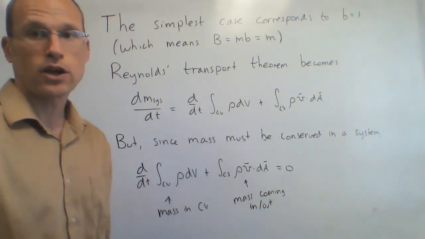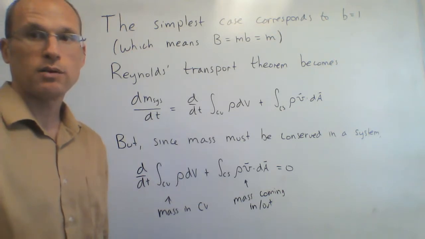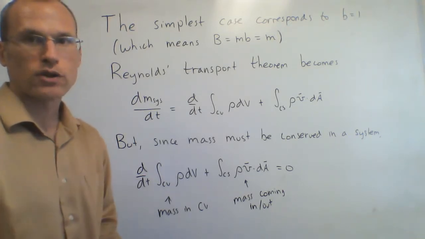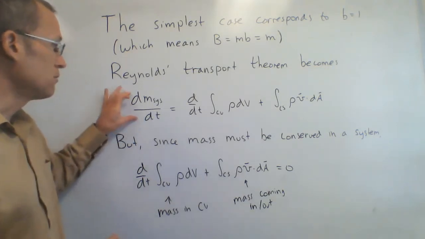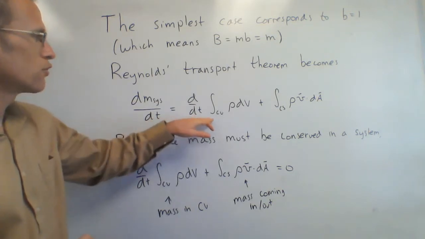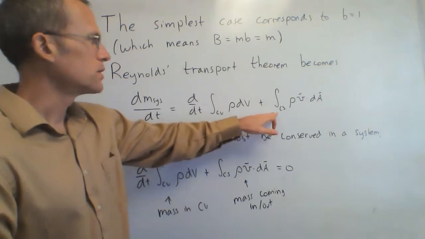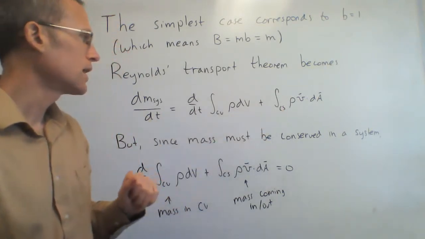So the simplest case I was talking about is if little b equals 1. If little b equals 1, then big B represents mass, because big B is little b times m, so 1 times m is just mass. So what I have for Reynolds transport theorem is dB/dt, so dm/dt, because that's what big B is, equals d/dt of the integral over the control volume of little b, which is just 1, rho dV, plus the integral over the control surface of little b, again just 1, rho v dotted with dA.